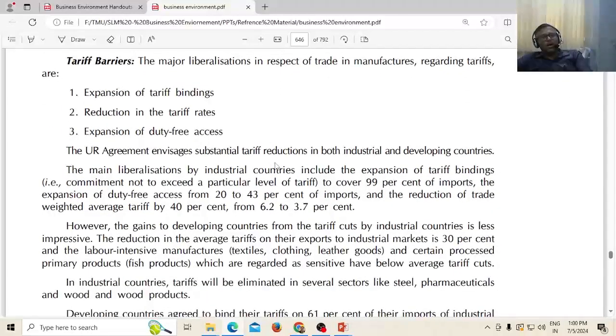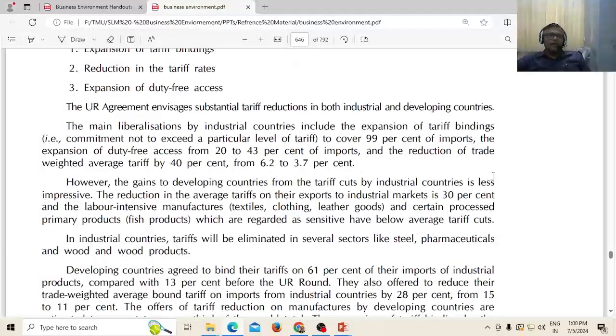Thus, the UR agreement envisages substantial tariff reduction in both industrial and developing countries. The main liberalization by the industrial countries includes expansion of tariff bindings, that is the commitment not to exceed a particular level of tariff, to cover 99% of imports, the expansion of duty-free access from 20 to 43% of imports, and the reduction of the trade-weighted average tariffs by 40% from 6.2 to 3.7%.